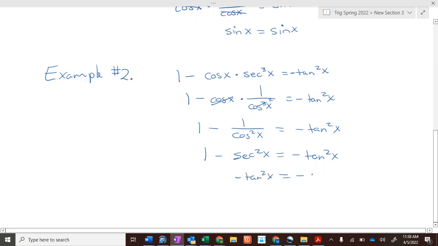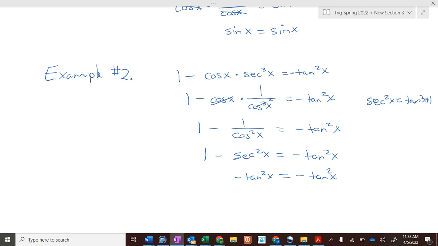That's a Pythagorean identity, because we know secant squared of x equals tangent squared of x plus 1. Since we know that, if we flip tangent to the other side, it becomes negative tangent squared, and if we flip secant to the other side, it's 1 minus secant squared equals negative tangent squared. And we are done. We got them to match.